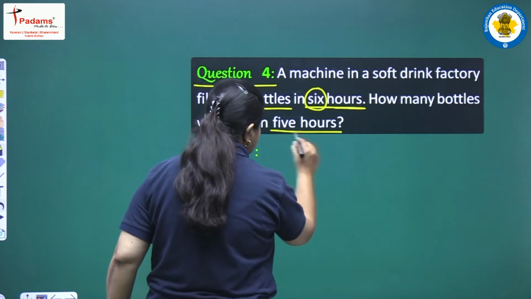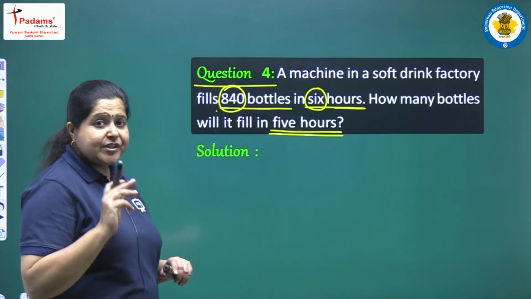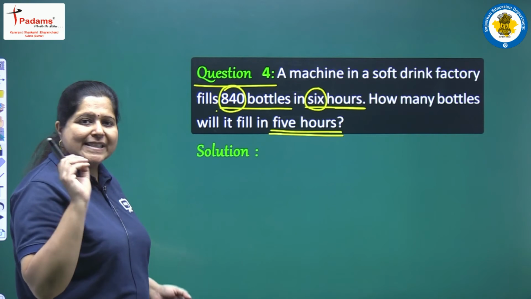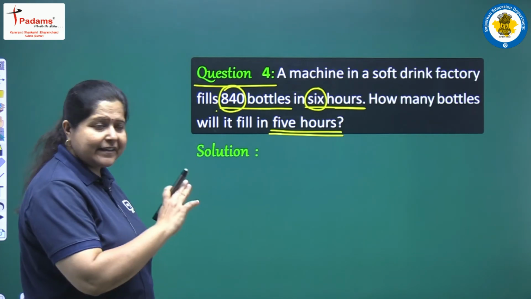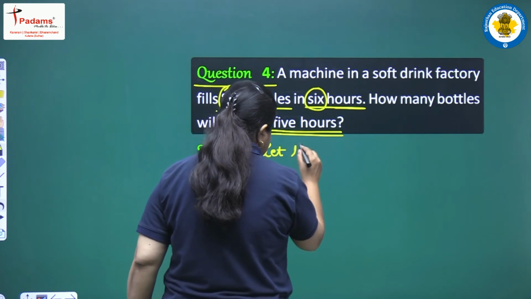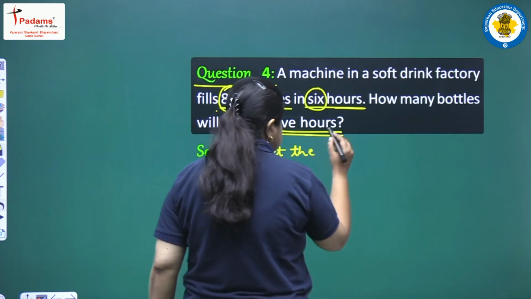तो यहाँ पर अब आप वो दो क्वांटिटीज सोचिए जिनके बीच में हमें कनेक्शन ढूंढना है. तब तक हम अननोन को वेरिएबल से डिनोट करते हैं। आप सोचिए जब तक मैं लिख रही हूँ, लेट द नंबर ऑफ बॉटल्स filled in 5 hours be x.